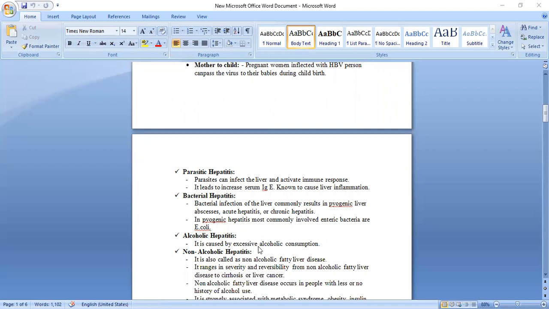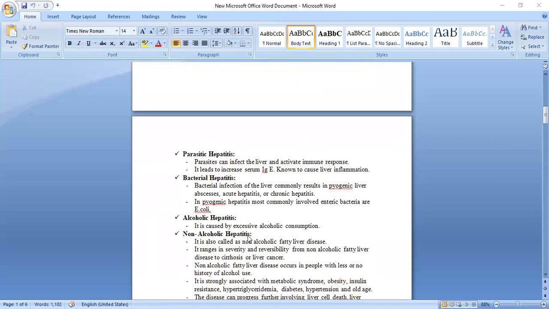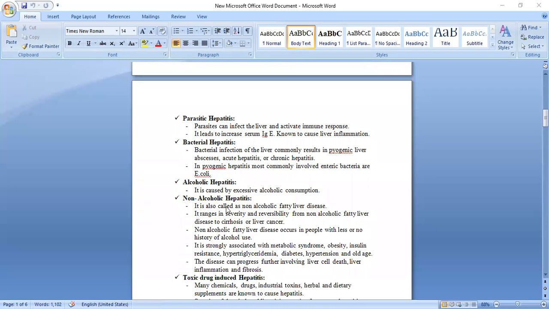due to more consumption of alcohol, it causes alcoholic hepatitis, that is excessive alcohol consumption causes alcoholic hepatitis. Here also liver abscess will take place, okay, inflammation or swelling of the liver will take place. Non-alcoholic hepatitis does not depend on alcohol consumption. Though the individual does not consume alcohol, it still causes hepatitis, and that is called non-alcoholic hepatitis. It is also called non-alcoholic fatty liver disease.